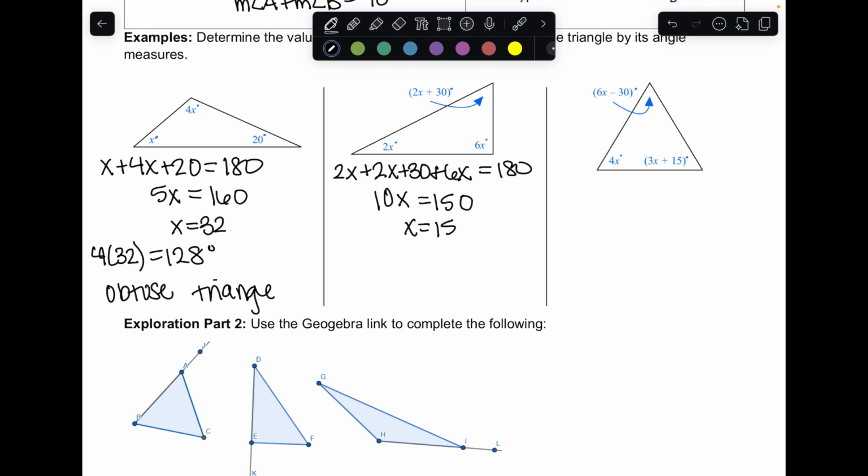This one's harder to tell with the variables which angle's going to be bigger, but with the picture you can kind of tell more. The 6x angle is going to be our biggest angle. It looks the biggest. It's maybe acute, maybe obtuse, but it's going to be our biggest one. If we do 6 times 15, if we plug x into that 6x, we get 90 degrees. So that means our largest angle was a right angle. So therefore, we have a right triangle.